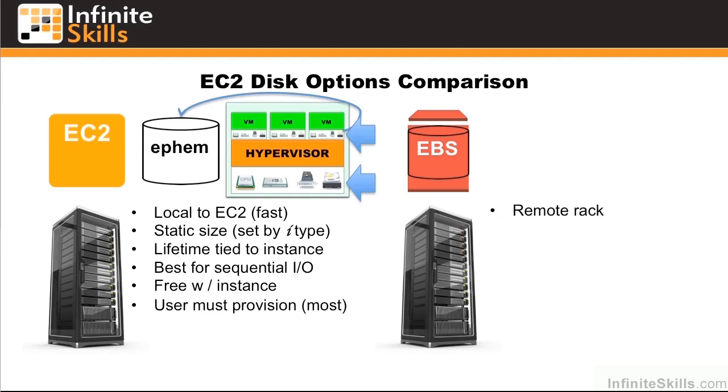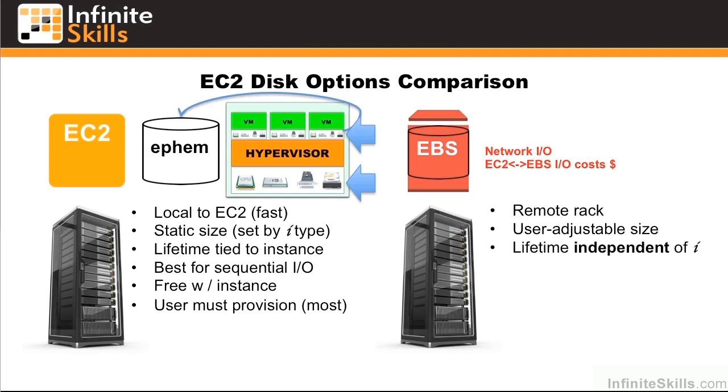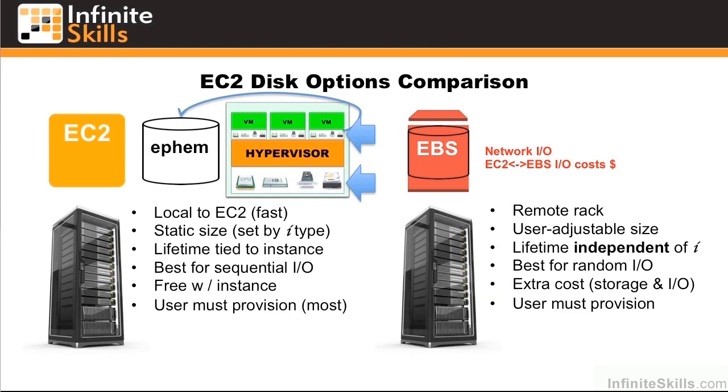The EBS, in contrast, exists in a remote rack, which means that there's network I/O between the EC2 instance and the EBS volume. This network I/O is charged. The size of each EBS volume is adjustable. Its lifetime is independent of the instance itself. It's best for random I/O. It does have extra cost associated with it for both storage and I/O into and out of the EC2 instance. The user again has to provision this disk, but this disk allows for snapshots, and it also allows for provisioned I/O.